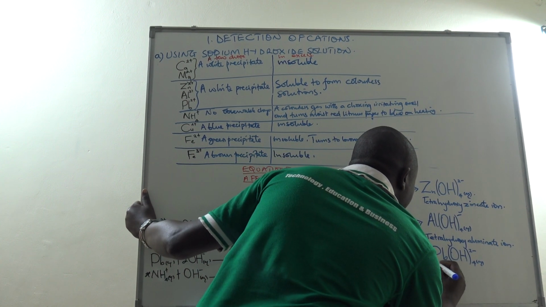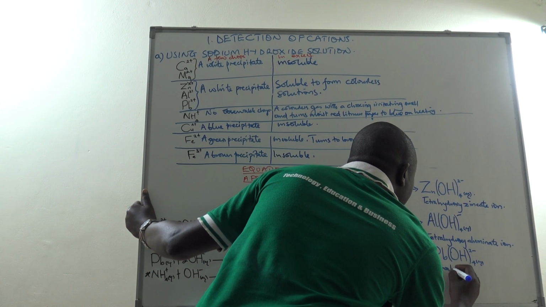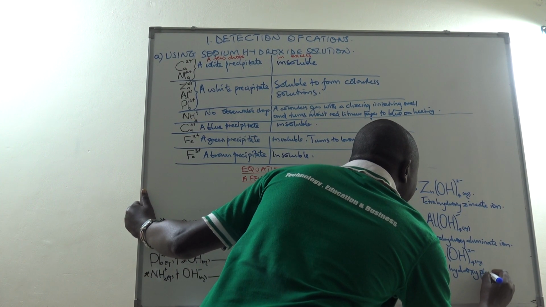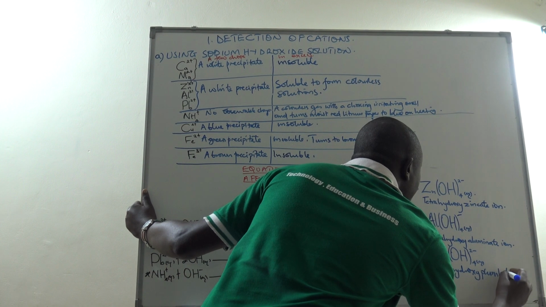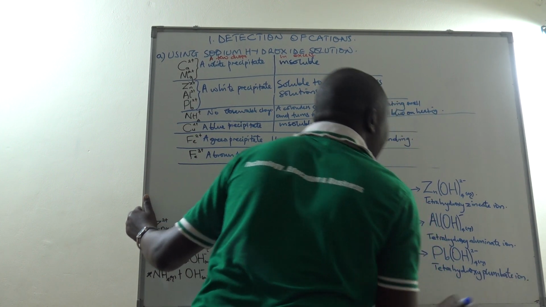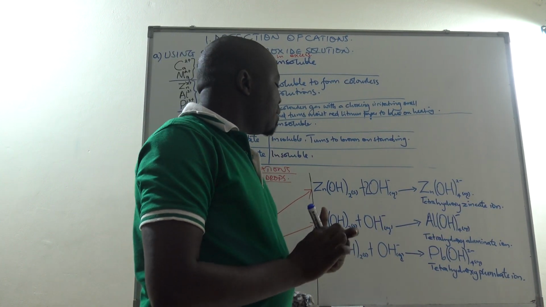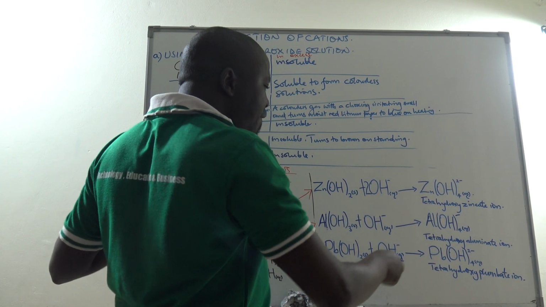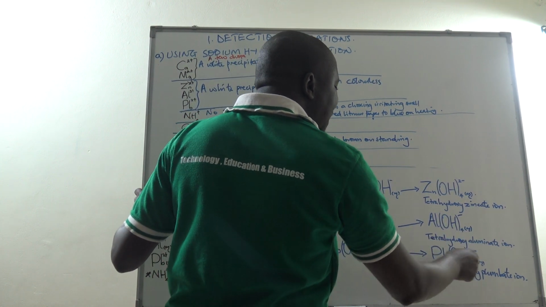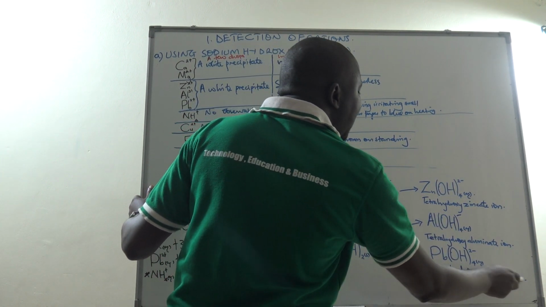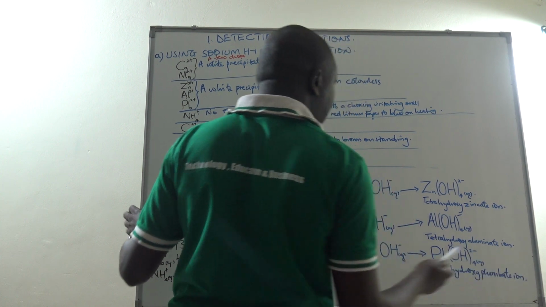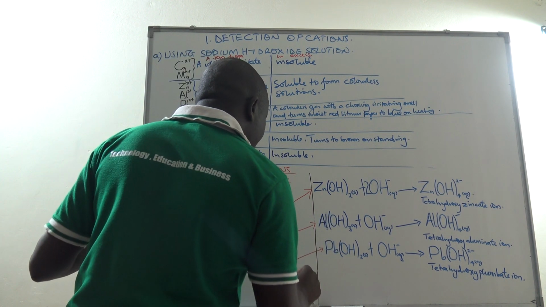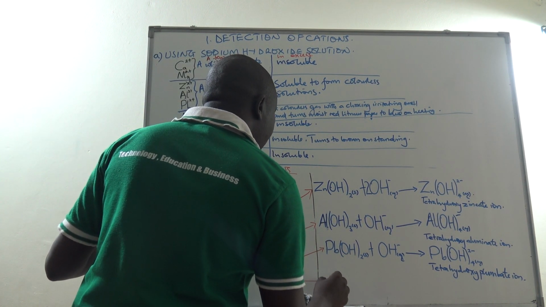This one is the tetrahydroxoplumbate ion. You can see the chemical symbol of lead is capital P small b, that's plumbum. So if it is the negative ion of lead in a complex ion, it will be plumbate ion, the tetrahydroxoplumbate ion. And then finally, we have this ammonium hydroxide here, which is not formed as a precipitate.